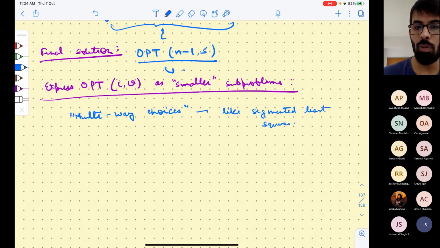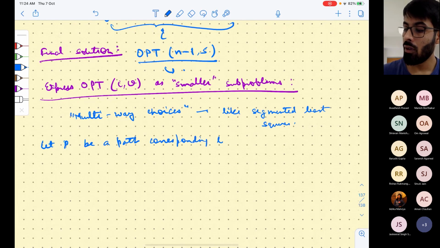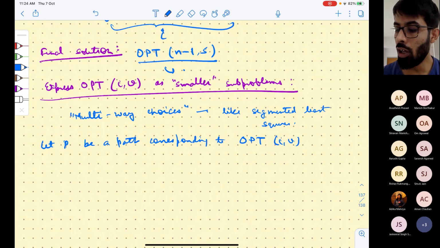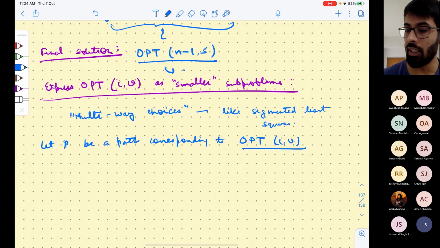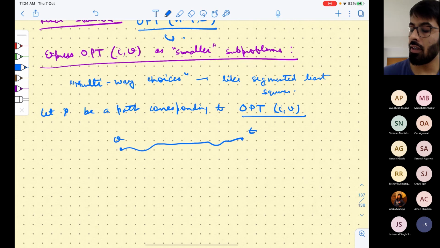How do we break it into smaller problems? So let P be a path corresponding to opt of i comma v. That is how we start: let this be your optimum solution. So there is this v, from v you go to T, and now you want to write this in terms of smaller subproblems. So this is your P.